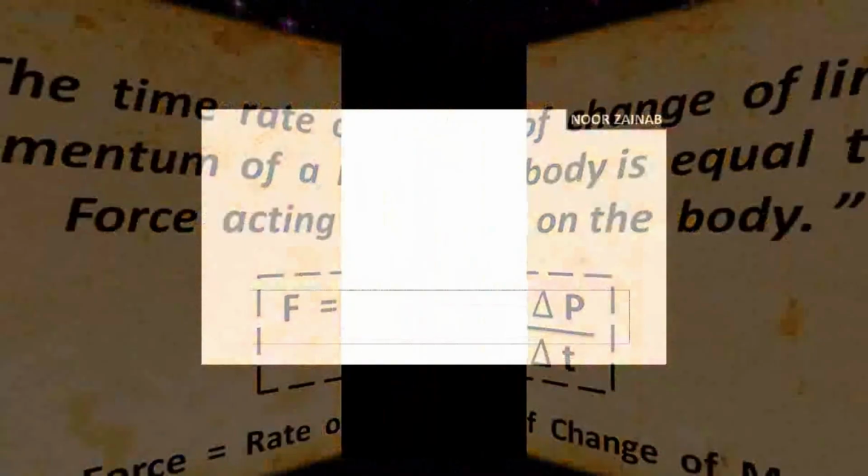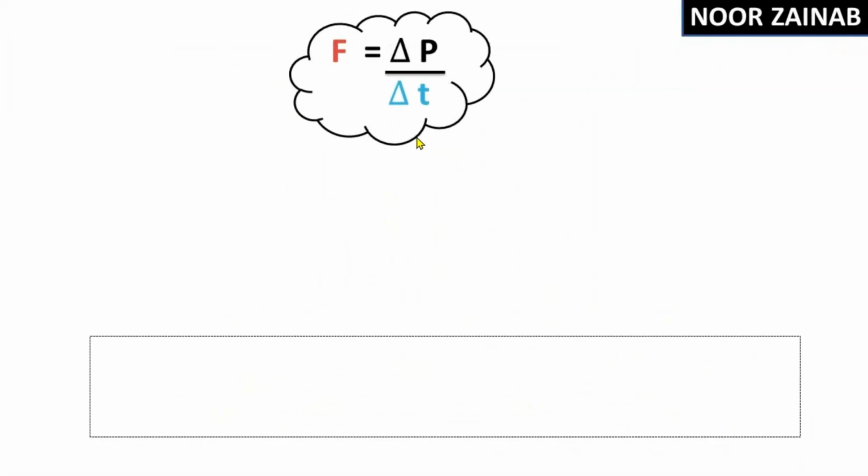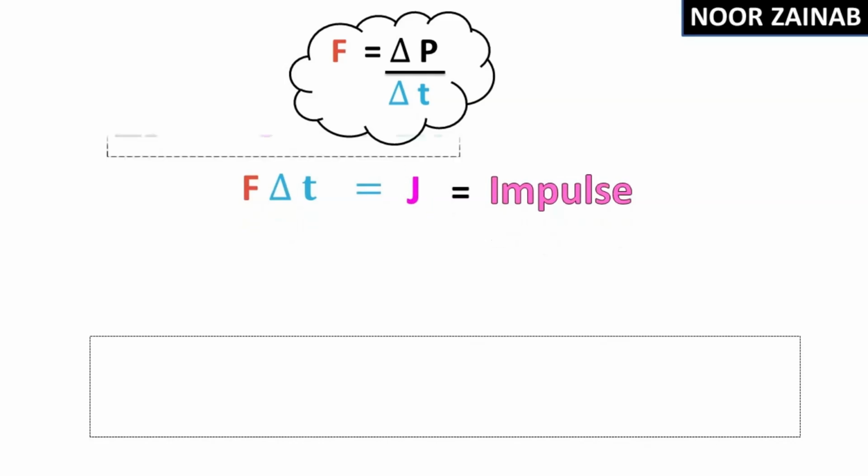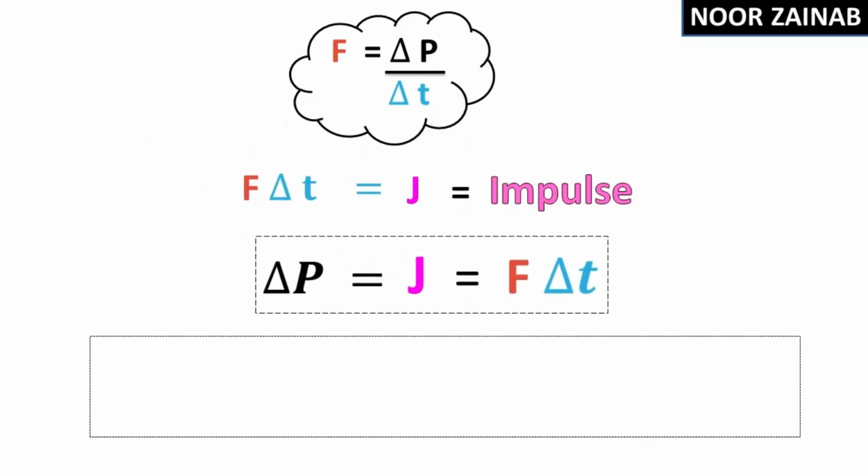Now that we have derived the relation between force and the rate of change of momentum of an object, if we bring time to the other side of the equation, that is, we multiply force with the time duration, we get a new quantity, and this quantity is known as impulse. So in easy words, impulse is the change in momentum. Impulse is equal to the change in momentum which is caused due to a force F, which is applied for a duration of time delta t.